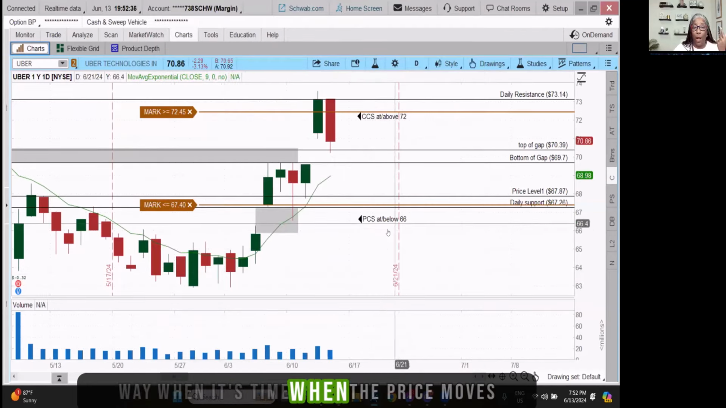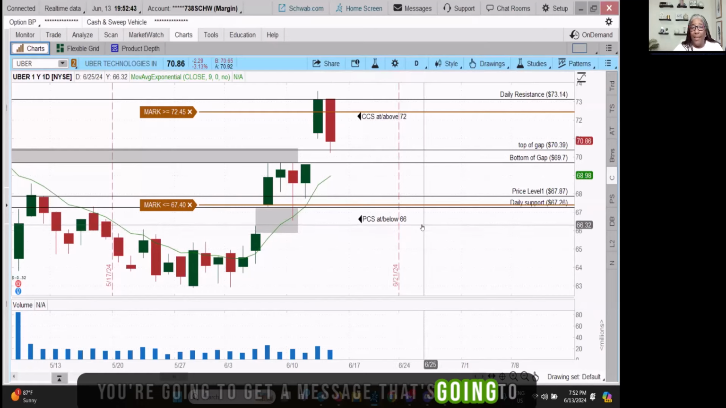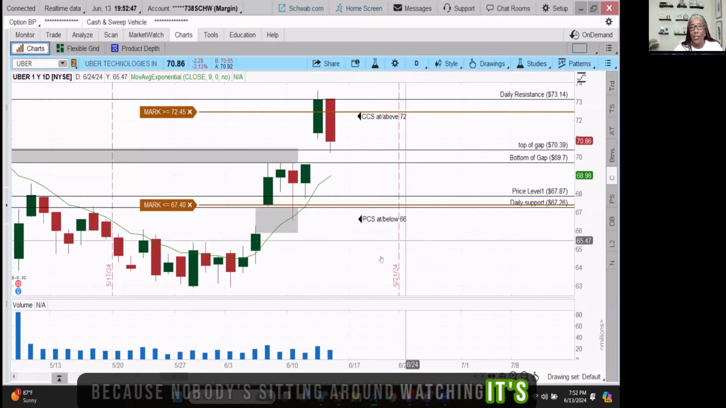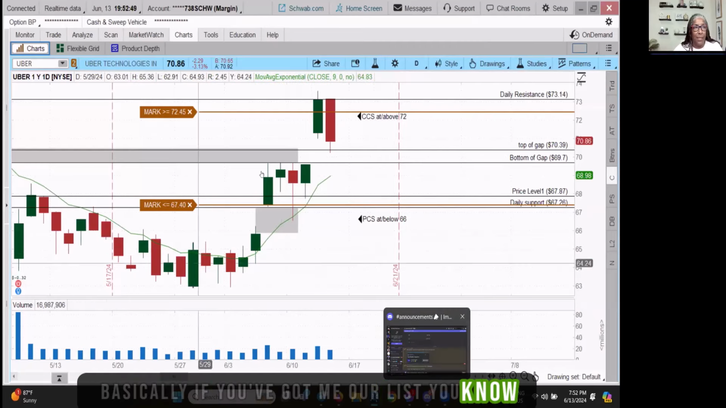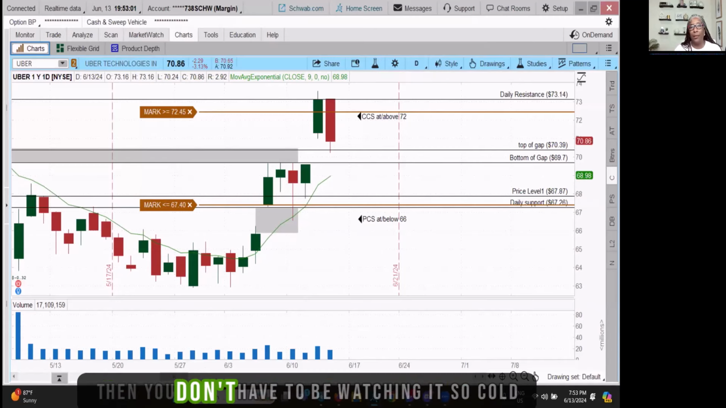So that way, when the price moves across the line that you set for it, you're going to get a message. That's going to help you with the timing of our entries, because nobody's sitting around watching, especially since our list can be extensive. If you're looking at 3 or 4 of those, you're not going to sit and just stare at your computer for all 4 of these, hoping to see when it hits the strike. If you can set up the alert, then you don't have to be watching it so closely.